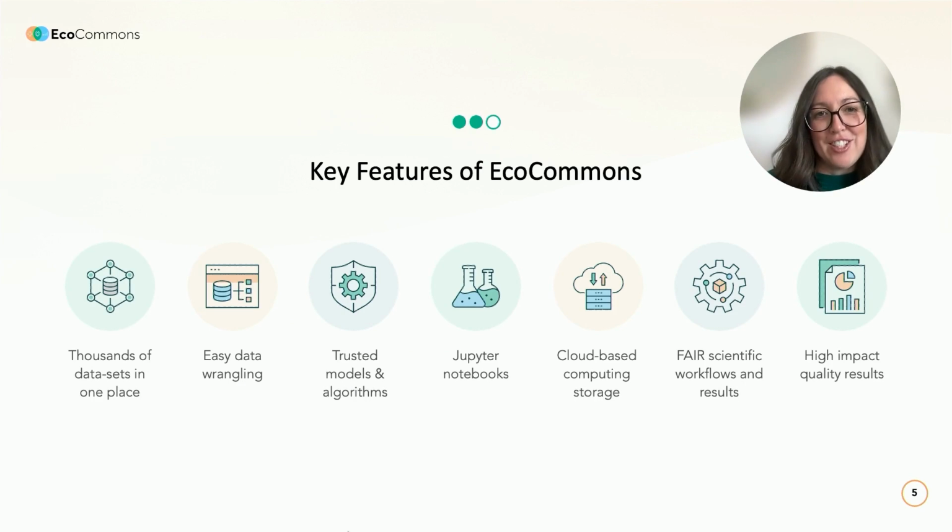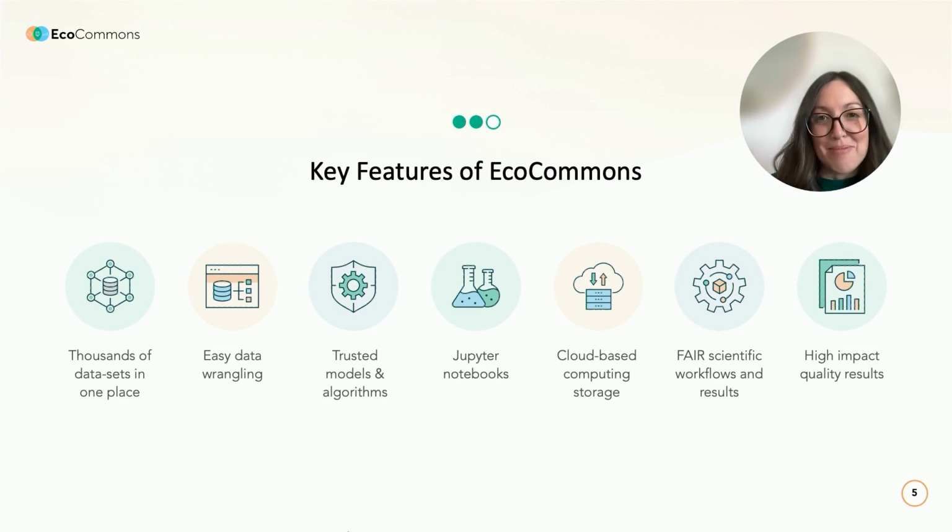So let's walk through some of the key features. First, EcoCommons brings together thousands of datasets in one place. And they're not just the raw files, they've been curated and standardized so they're ready to use, which alone saves weeks of work. Secondly, we make data wrangling easier. We've built tools to harmonize formats and manage metadata, so you don't have to spend your time cleaning data. Thirdly, we've embedded trusted models and algorithms, and these are the ones that are really widely used and validated by the scientific community. For our advanced users, we provide Jupyter notebooks so you can customize workflows or run experiments at scale. And all of this runs in the cloud, so you're not just using your own machine.